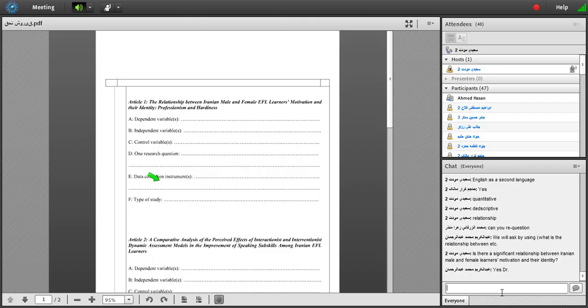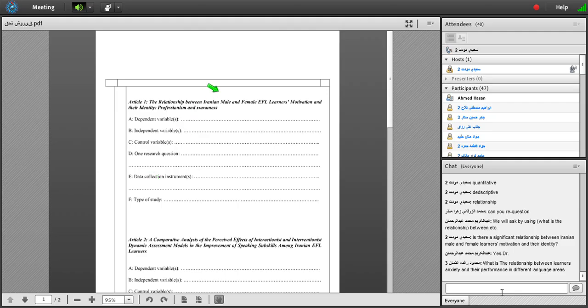Good. Now, let's look at another one. A comparative analysis of perceived effects of interactionist and interventionist dynamic assessment models in the improvement of speaking sub-skills among Iranian EFL learners. So when we say comparative, yes, thank you. So what is the relationship between learners' anxiety and their performance in different language areas? The question is right, but it's better to write it as a yes-no question, okay? Is there a significant relationship between learners' anxiety and their performance in different language classes?